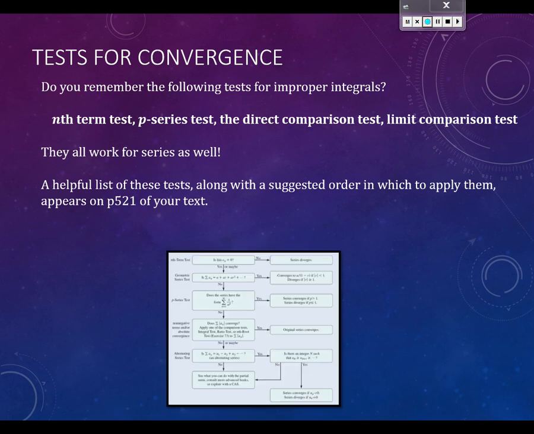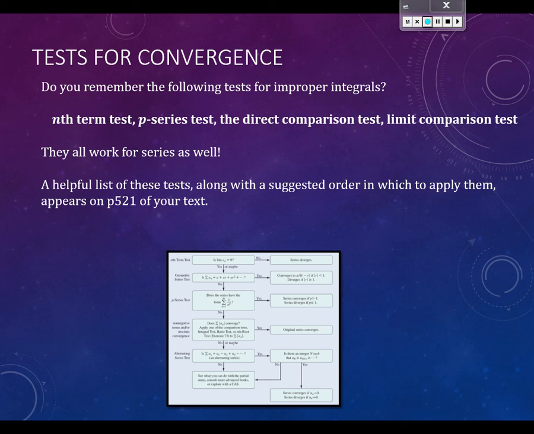There's a helpful list of these, along with a suggested order in which to apply them, in your book. I intentionally rendered that so small that you couldn't see it because I don't want you spending time copying that. You can take a photo of your book if you like. It lists all these, reminds you what they are, and suggests an order to do it. I can read the first one because I'm up close here. The first one is the end term test.